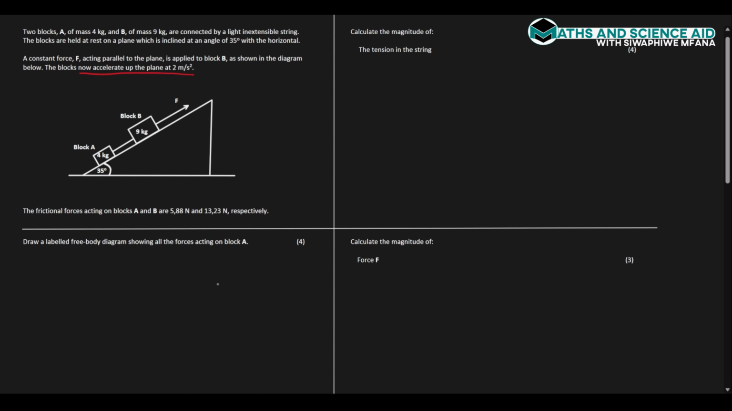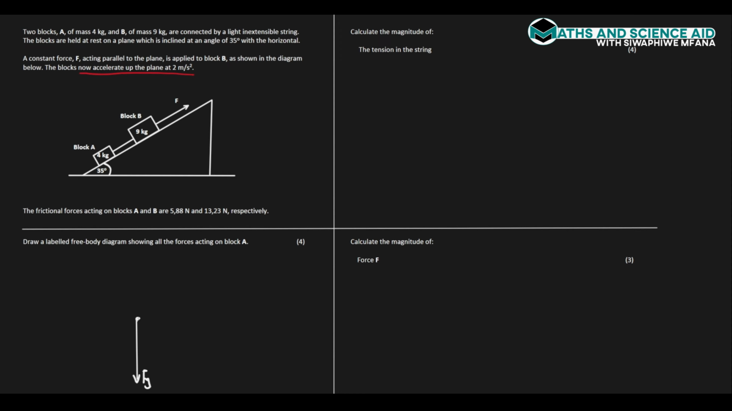The first problem we'll be answering says, draw a labeled free body diagram showing all the forces acting on block A. So there is block A, and we know that in a free body diagram, we represent the object with a dot. And now, before we even consult the information we are provided with, we do know that every object that is on the surface of the earth experiences the force of gravity, which is always directly downwards towards the center of the earth.